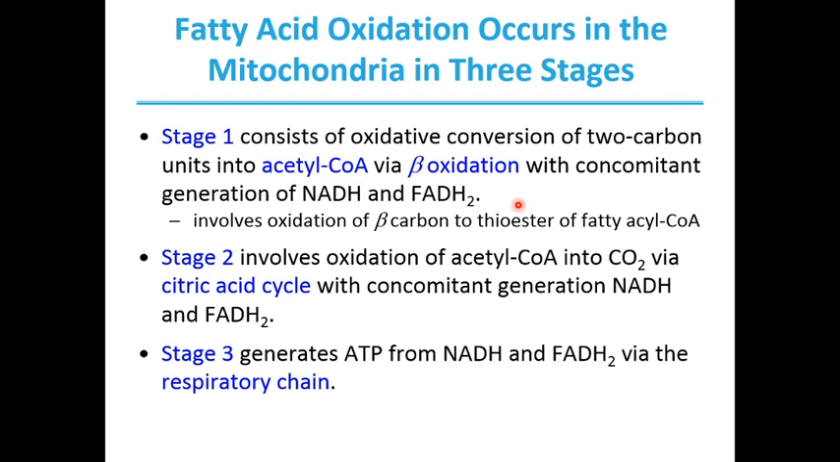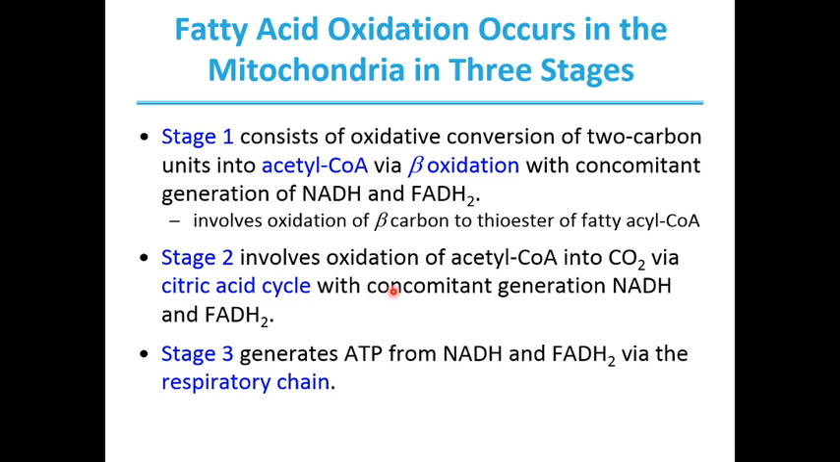Fatty acid oxidation occurs in the mitochondria in three stages. Stage 1 consists of oxidative conversion of 2 carbon units into acetyl-CoA via a process called beta-oxidation. This happens with concomitant generation of NADH and FADH2. This involves the oxidation of the beta carbon of the fatty acid to the thioester of fatty acyl-CoA.